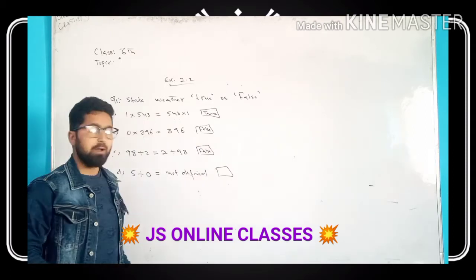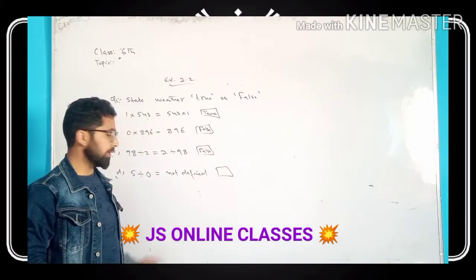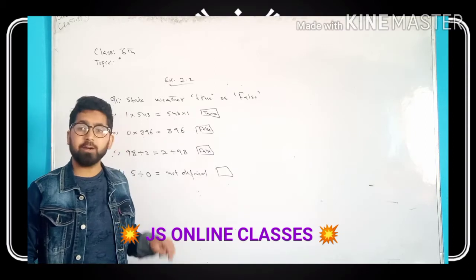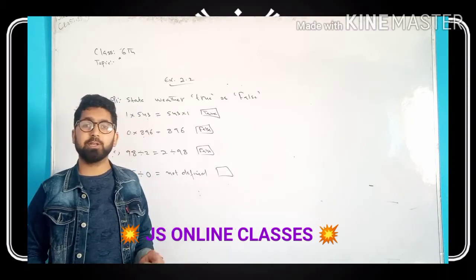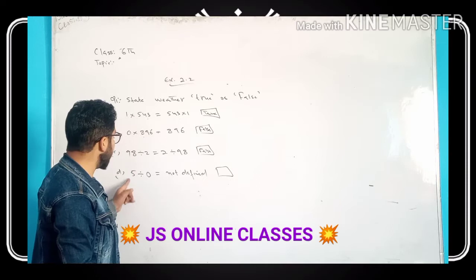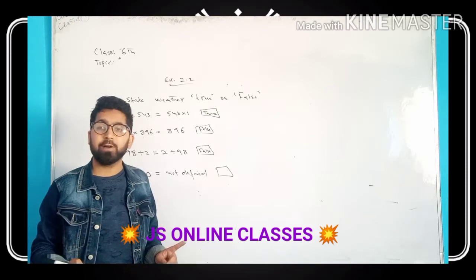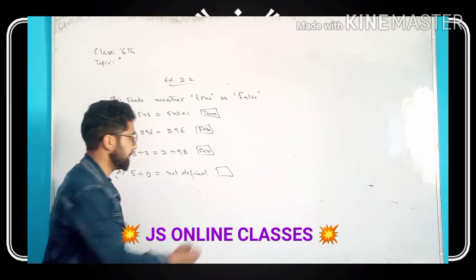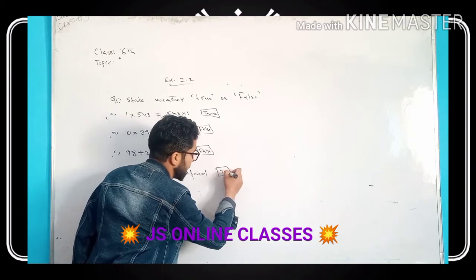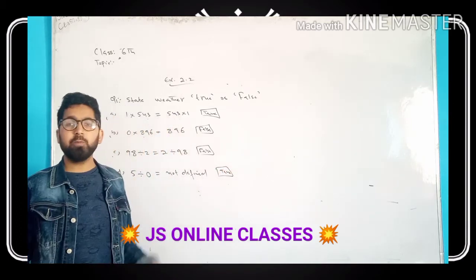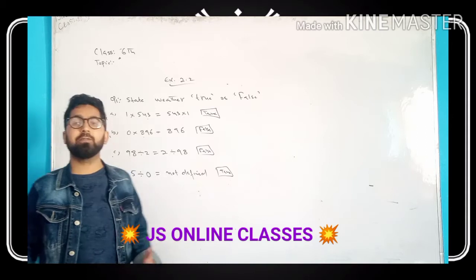So we have D part, it is 5 divided by 0 equals non-defined. Right now I have again discussed another property that when we divide any number by 0, that is non-defined. So here it is true. I hope you can write these questions on your note copy.